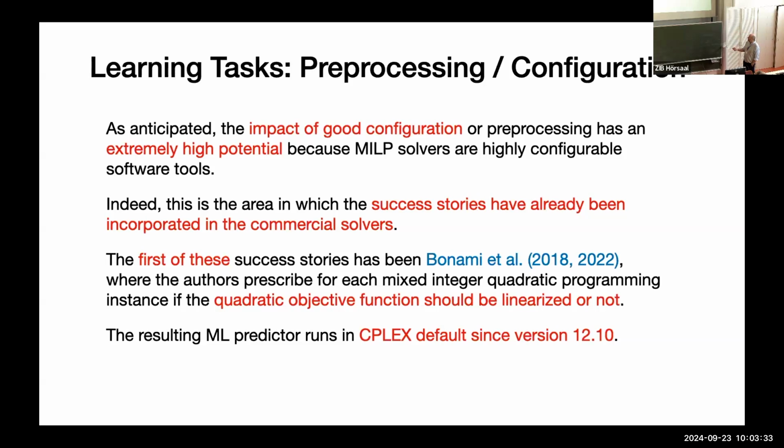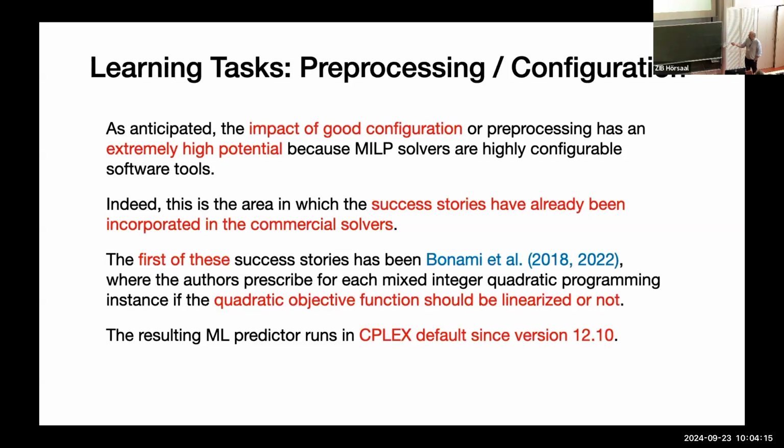The first one of those successes is the one of Pierre Bonami and co-authors back in 2018, improved in 2022 with the paper appeared in Operations Research, in which the authors prescribe a machine learning approach for mixed integer quadratic programming instances. So now we are going a little bit further, beyond mixed integer linear, and we're taking an objective function which is quadratic. They are looking into the question of linearizing or not the objective function.